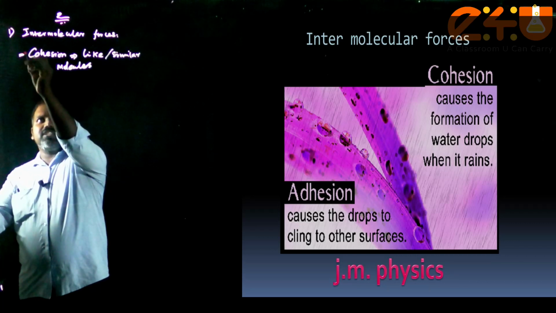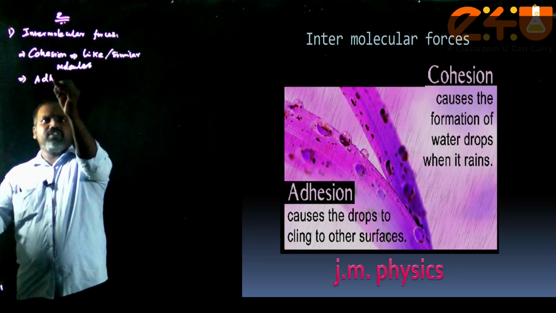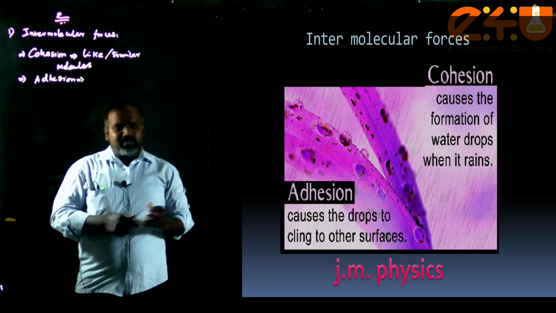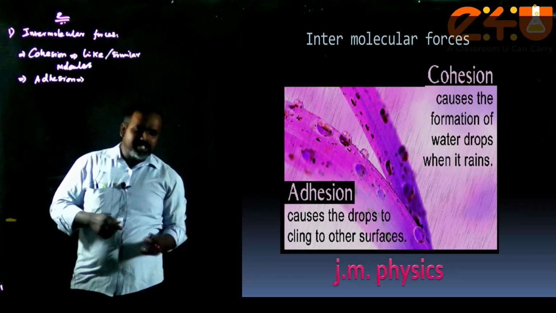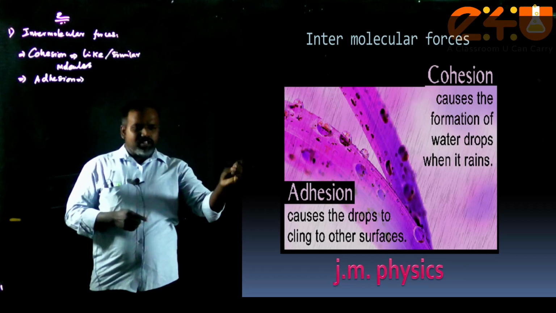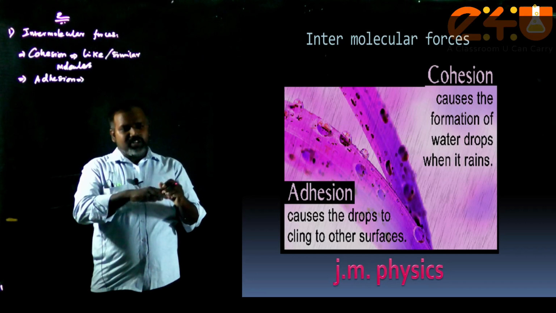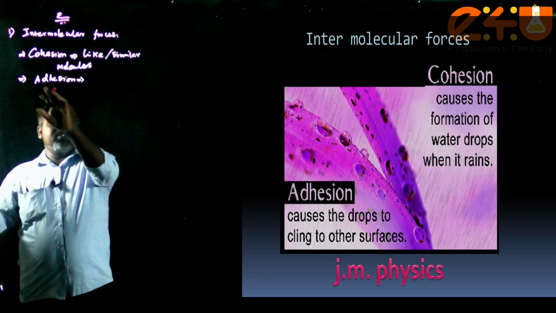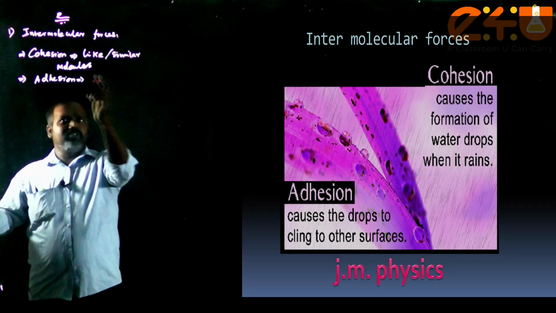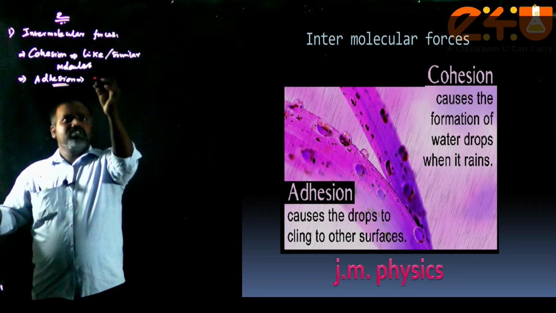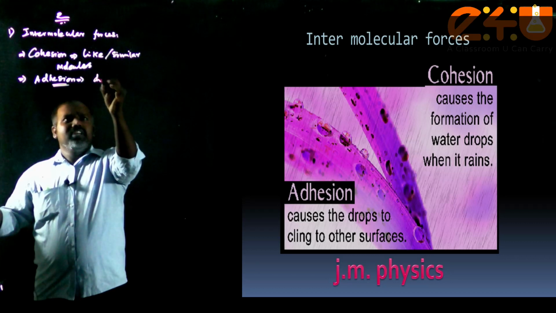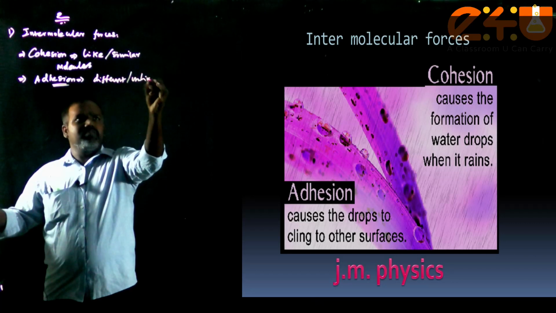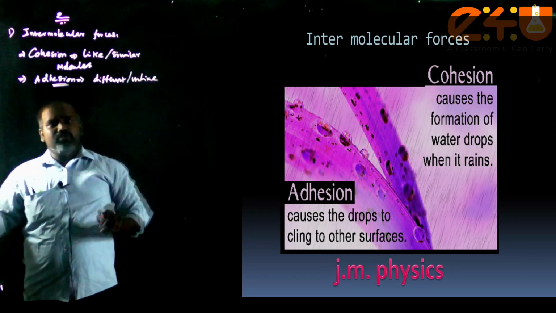Now the second kind of force is called adhesion, the force of adhesion. What does the force of adhesion mean? It is the force of attraction between unlike molecules. For example, in the picture we can see water droplets on a grass surface. The grass molecules are different and the water molecules are different, so there is a force of attraction. Such a force of attraction between different types of molecules is called adhesion, the force of adhesion. So this is the force of attraction between different, unlike or dissimilar molecules.